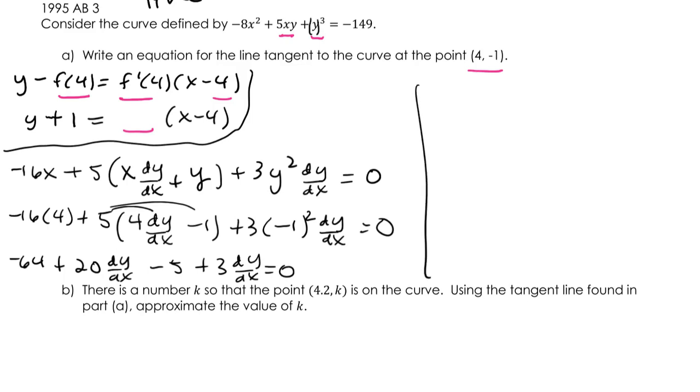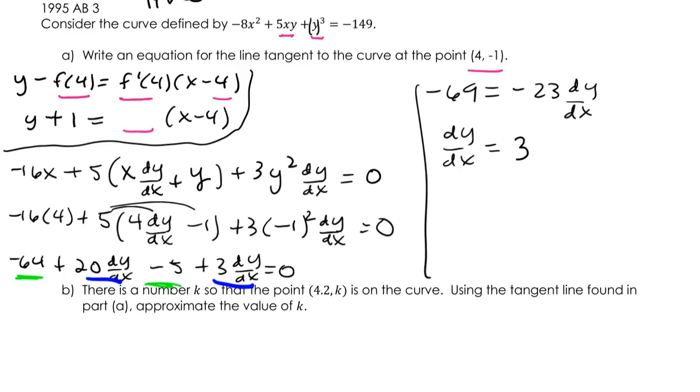Our goal is to solve for dy/dx, so let's combine all like terms. You have a negative 64 and a negative 5. That is going to give you a negative 69 on this side. Then you also have a 20 and a 3, so that's 23 dy/dx, but let's throw that to the other side. Let's go ahead and solve for dy/dx. So dy/dx is, what is that, 3?